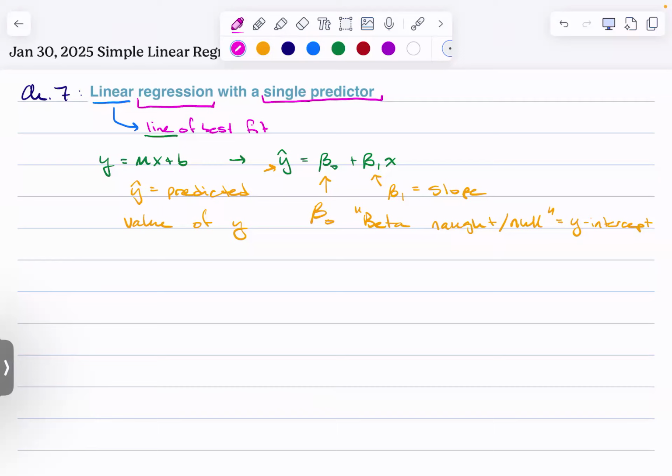With a single predictor, sometimes we call this simple linear regression. And so the predictor in this case is going to be your x. So it's going to be the explanatory variable. But in a regression sense, we usually call them predictors, because remembering that the goal is to predict y, and the predictor helps us do that. So a predictor is the explanatory variable.